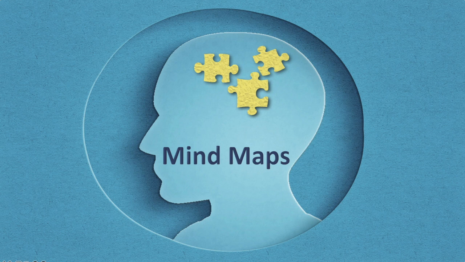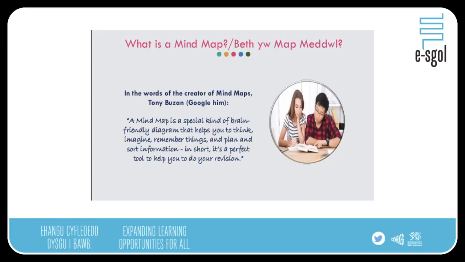Another useful revision skill is to use mind maps. It is a good idea to Google Tony Buzan and mind maps to find out more about them. In the words of the creator of mind maps, Tony Buzan, "A mind map is a special kind of brain-friendly diagram that helps you to think, imagine, remember things, and plan and sort information. In short, it's a perfect tool to help you to do your revision."